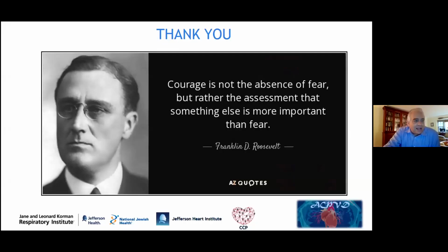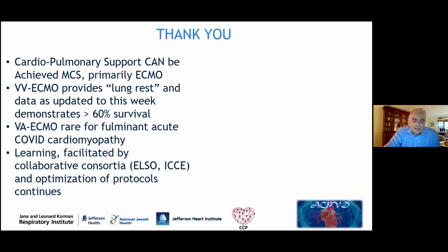So thank you for this time with you to go over some of the updates on cardiopulmonary support in COVID-19. Here's a quick summary of what I just said. More than any other take home, please be certain that cardiopulmonary support can be achieved with mechanical support on ECMO in these COVID-19 patients. VV ECMO appears to be providing patients lung rest and a reasonable survival at this point. We have much more data to collect before we know who's most likely to do well with this.